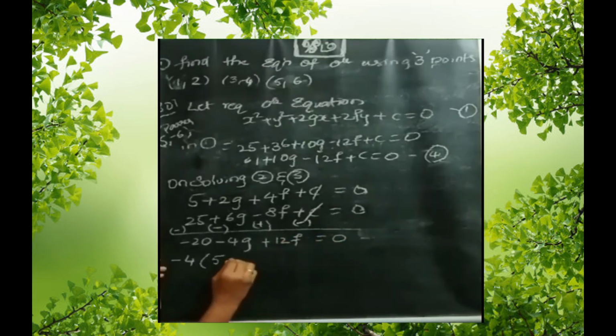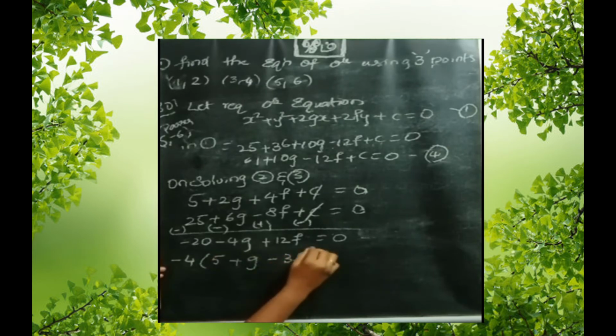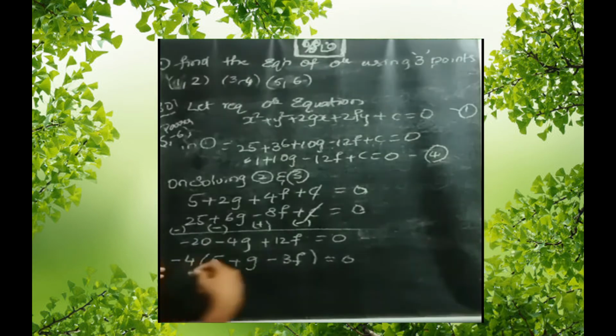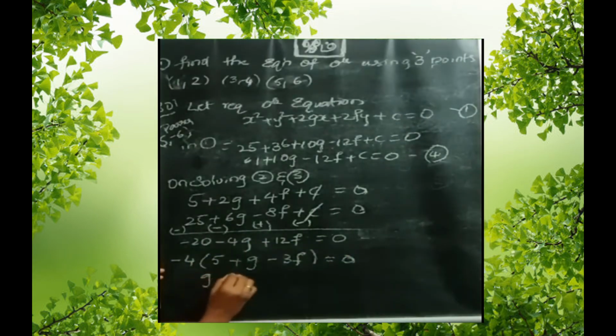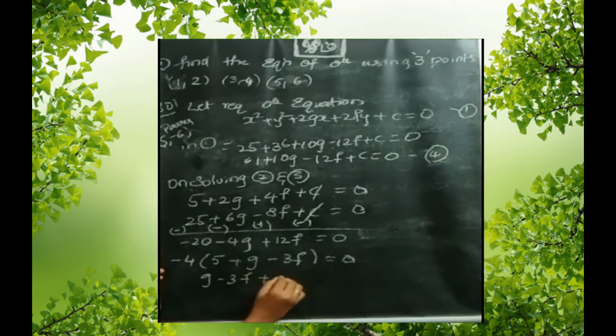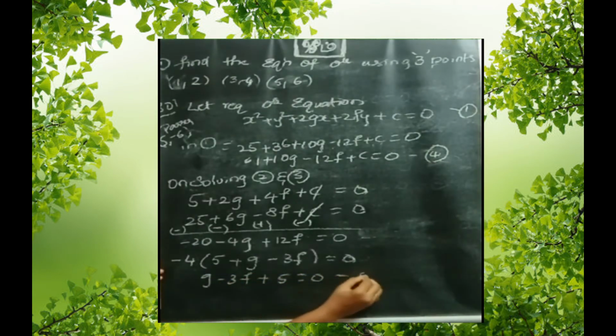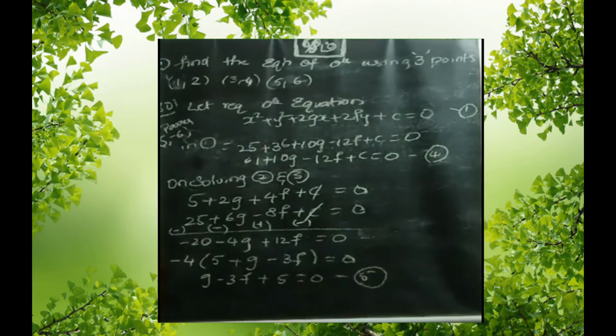Now 5 plus g, here minus. Okay, minus into minus plus. Minus 4 will go that side, it will become 0. So g minus 3f plus 5 equals 0, which is our fifth equation. By solving 2 and 3, we will get the fifth equation.